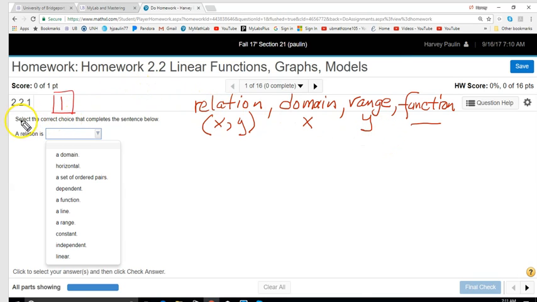So, looking through this statement, a relation is a domain. No. Horizontal. No. A set of ordered pairs. There we are. So let's put that one right in there. Click on that, it'll go there, and that should be the answer. Now notice a number of these other words that we're using here, just to help with definition.